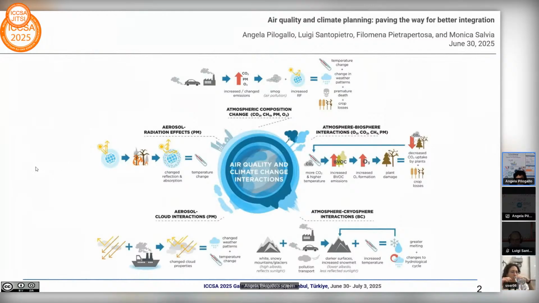We all know that these are two very interconnected issues since they share most of their emission sources. Actually, from the regulatory framework perspective, they are dealt with separately, from the European to the national legislation, but there is a growing demand for a better integration of these two topics.